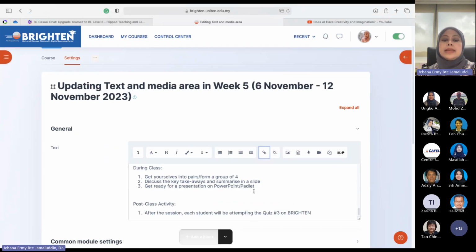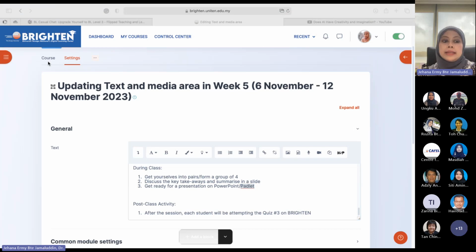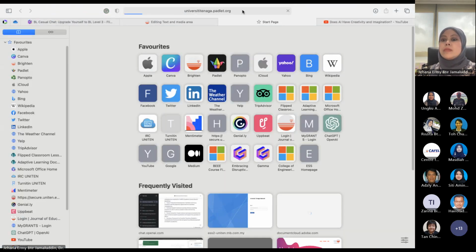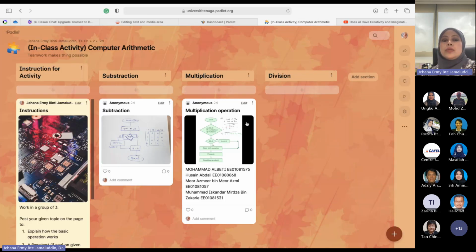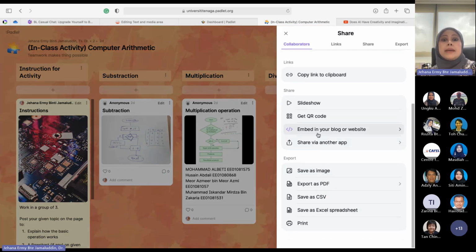So during class, you have this. Then you supply the Padlet. Sometimes the Padlet can be embedded within. So say, for example, I fancy to have my Padlet. I'll just take this one. This is just a dummy thing. So you are going to create this. I want to share this, and then I'm going to embed it in my blog or website.